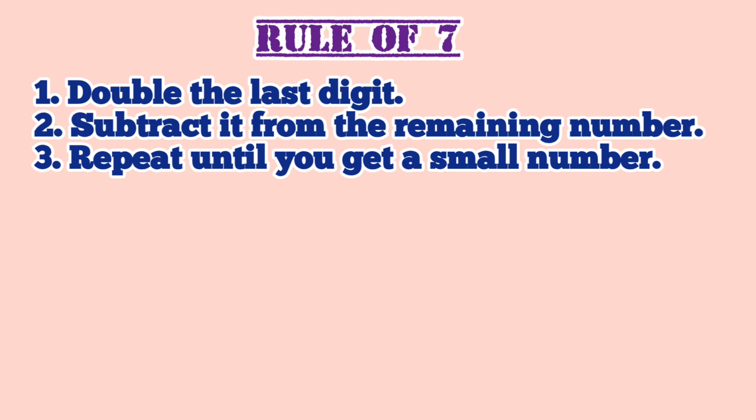First step, we have to double the last digit. That is, we have to multiply it by 2 and subtract the answer from the remaining number. Okay, if the remaining number is divisible by 7, the whole number is divisible by 7. And we have to repeat the step until you get a smaller number. Let us see with an example.